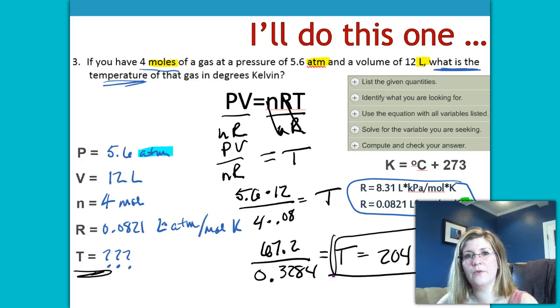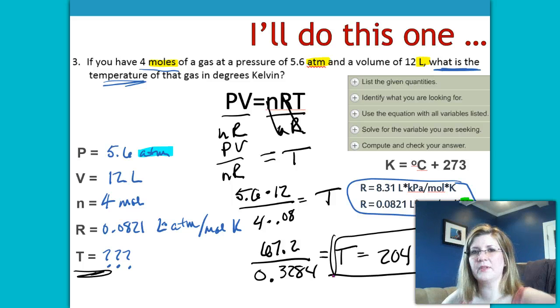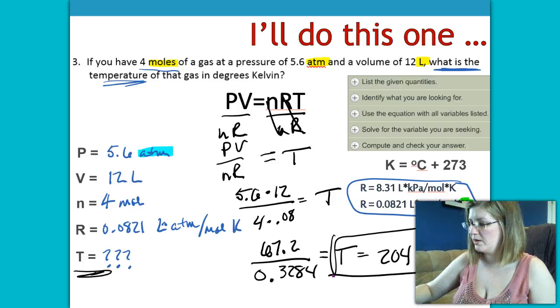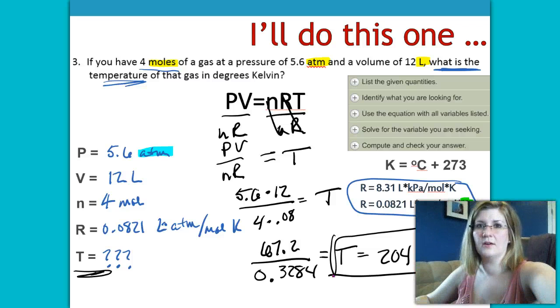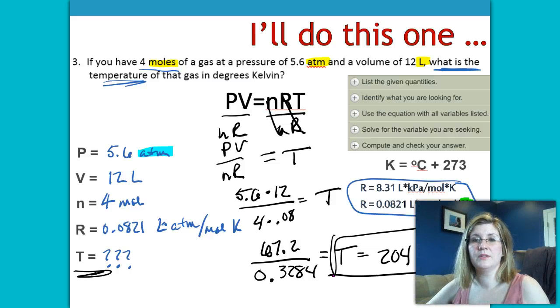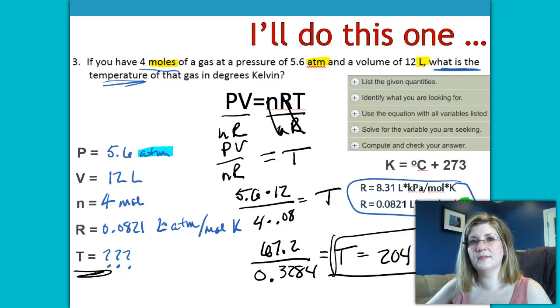Okay. Temperature is 204. Is it a reasonable number? Can we check our math? We can check our math just by going through and actually checking it. There's really no way, like we talked about with the combined gas law yesterday, to affirm that we are on the right track, because there's really no rule here for the most part. But we know that typically Kelvin temperatures are in the 200s and 300s, sometimes 400s. All right, so those are the steps we're going to take to do this.